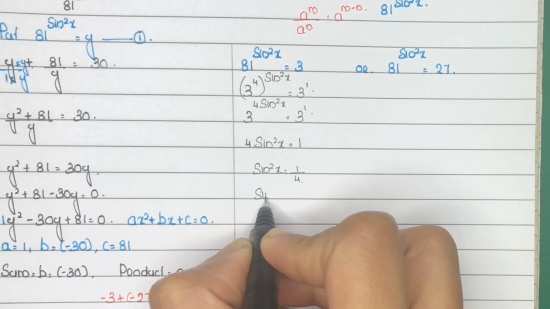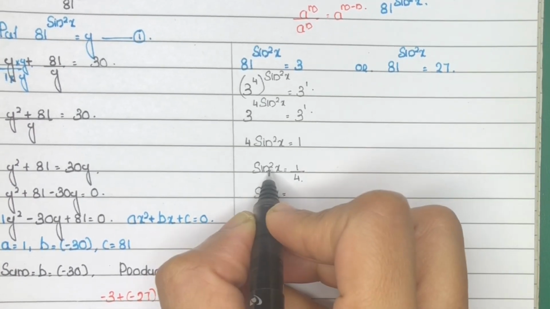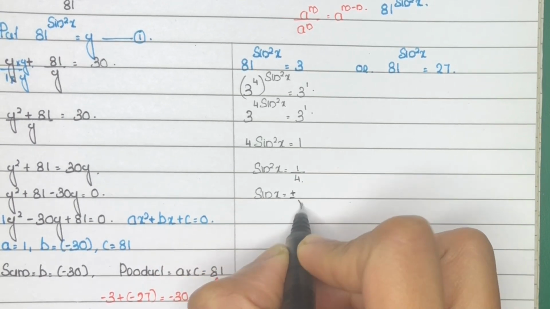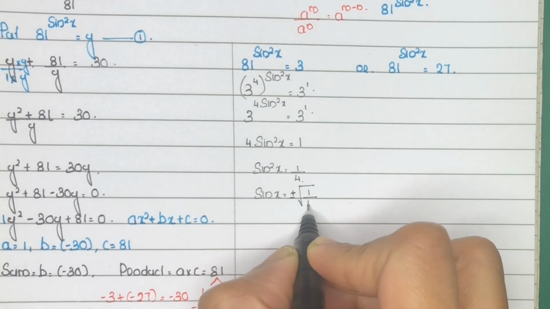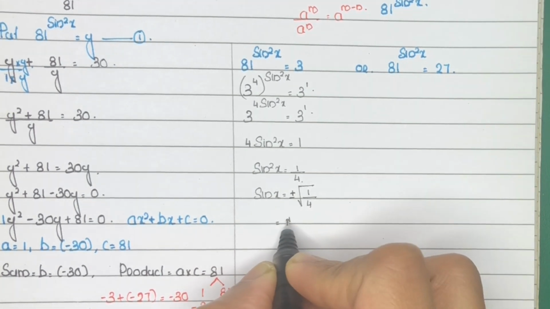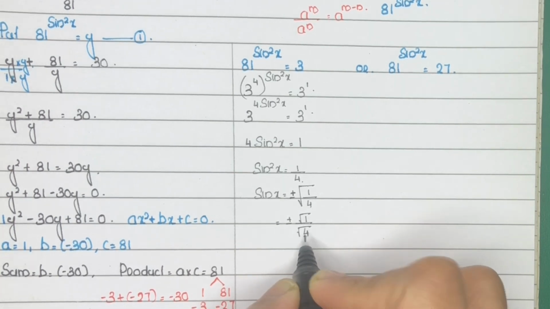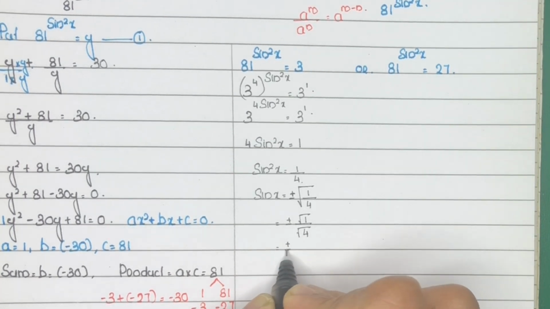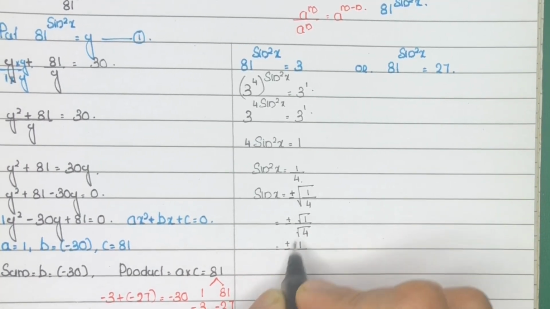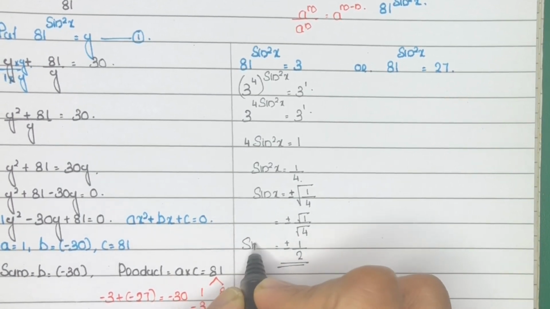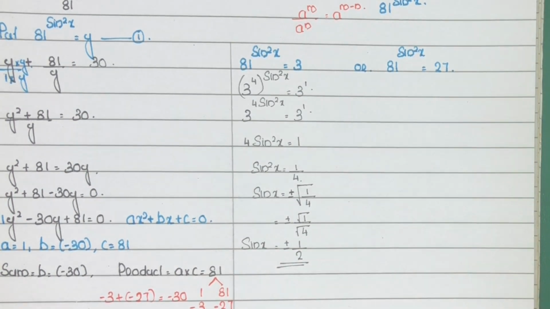So sin x equal to, here exponent is 2, an even number, plus or minus root 1 by 4, that is equal to plus or minus root 1 by root 4, that is equal to plus or minus 1 by root 4 is 2. Sin x equal to plus or minus 1 by 2.